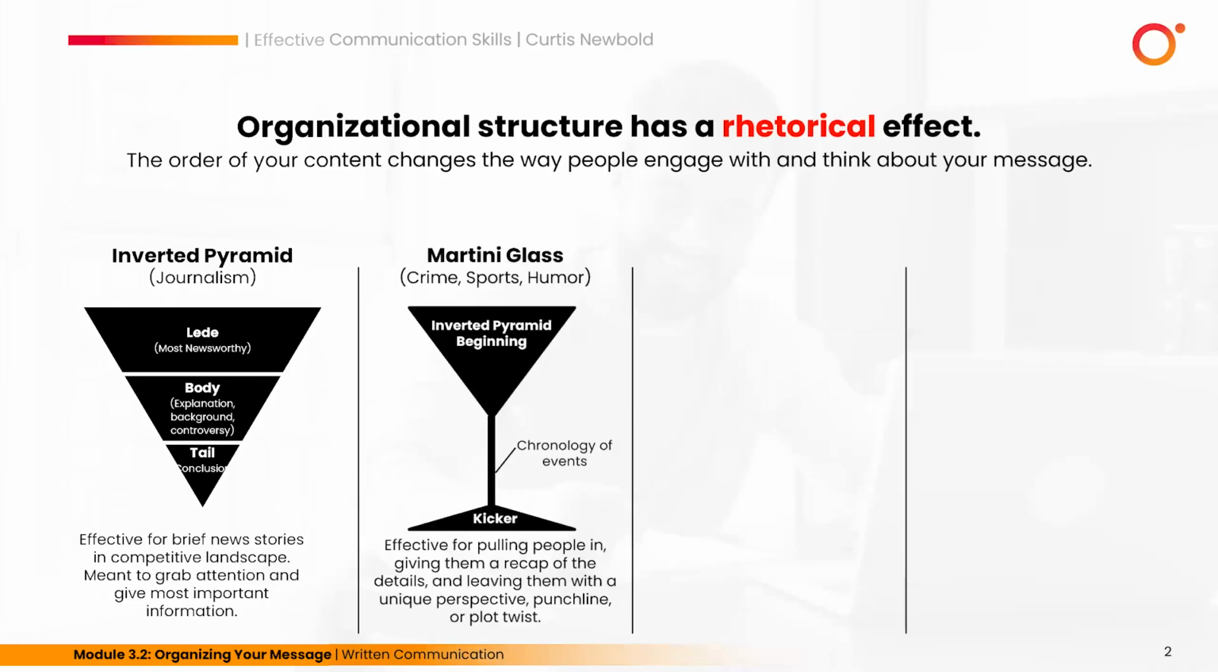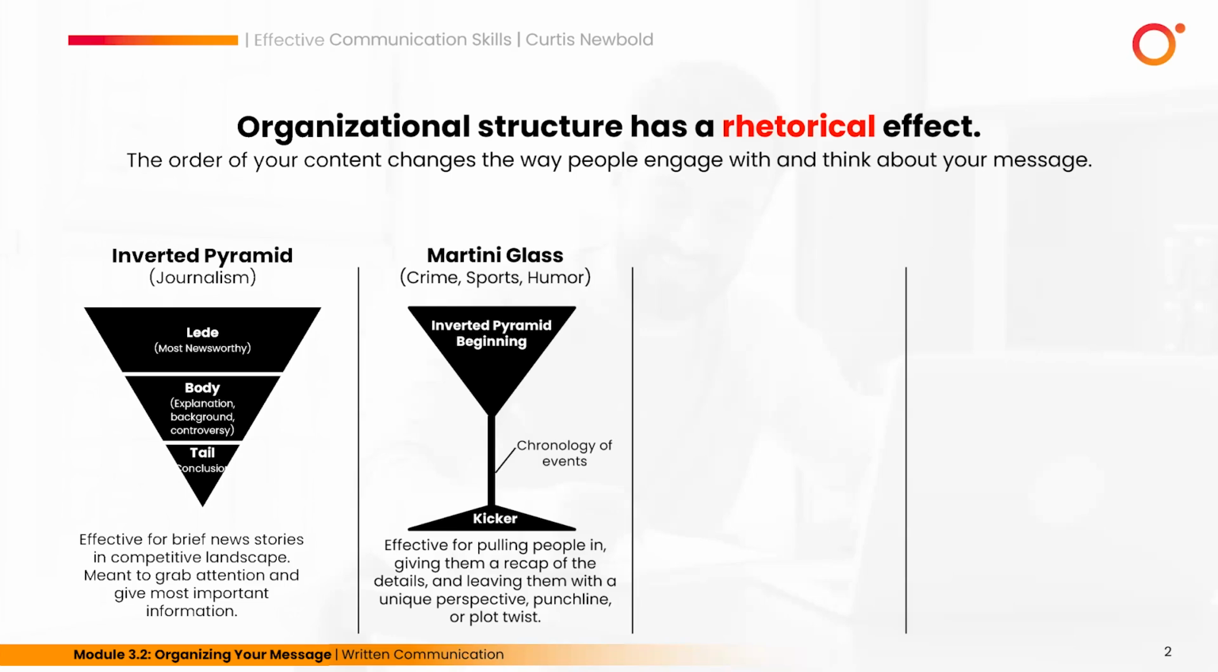The martini glass is a similar style that's often used in news writing, but it has a very specific kind of chronological order. So if you're telling the story of a crime, or even if you're reporting a sporting event where you're going through how the game or the event played out, you follow this method where you start with the inverted pyramid beginning. If it's a crime, you say who committed the crime, what happened, but then you go through a chronology of events. The same would be in a sporting event where you say who won, who lost, but then you go through the chronology of events. And then at the end, there's some kicker.